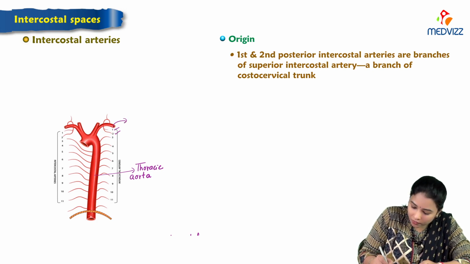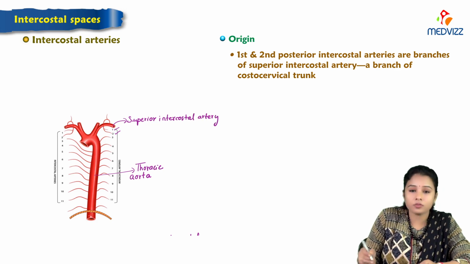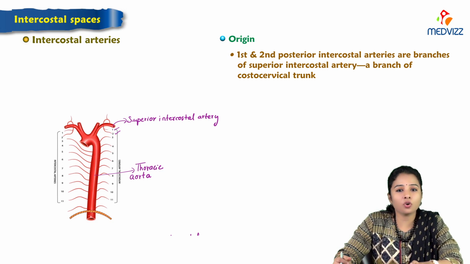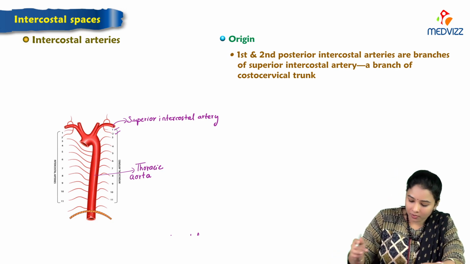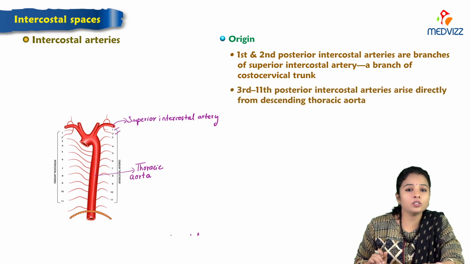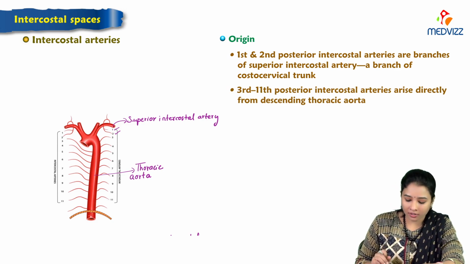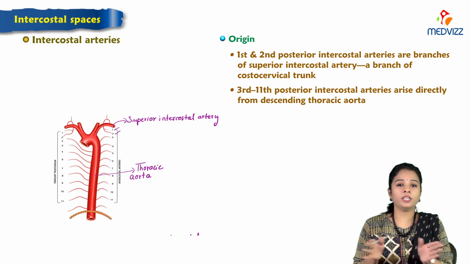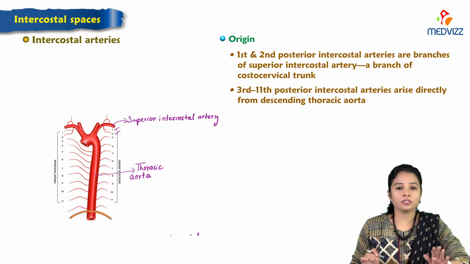They are the branches of superior intercostal artery, which is further a branch of costo-cervical trunk. Superior intercostal artery is a branch of costo-cervical trunk. And 3rd to 11th posterior intercostal arteries arise directly from the descending thoracic aorta. So we can see 3rd to 11th, they are getting origin from each side of the descending thoracic aorta.